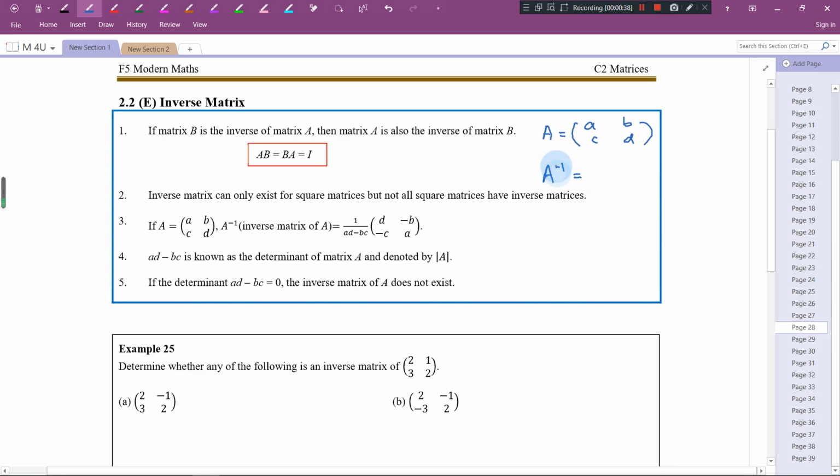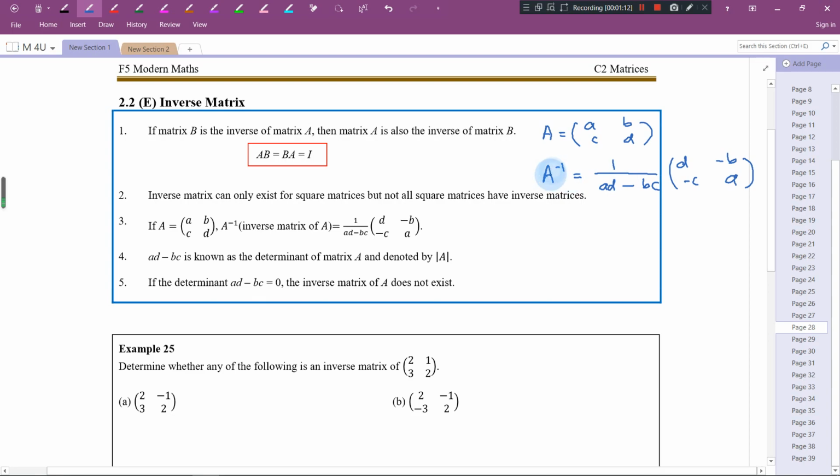The inverse matrix of A is equal to 1 over AD minus BC. And for this part, we change their places, interchange their places. D goes up here, A goes down. And these two, we change their sign. It means that if this is positive, it will become negative. If this is negative, it will become positive. This is the formula that we can use to find the inverse matrix.